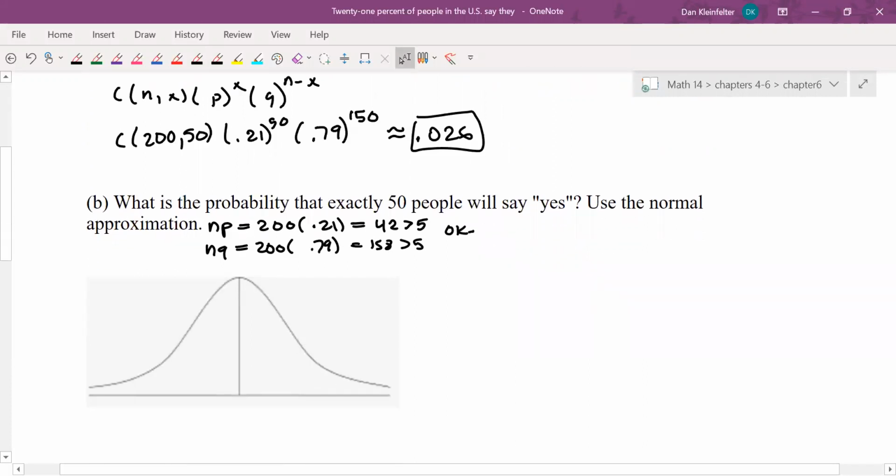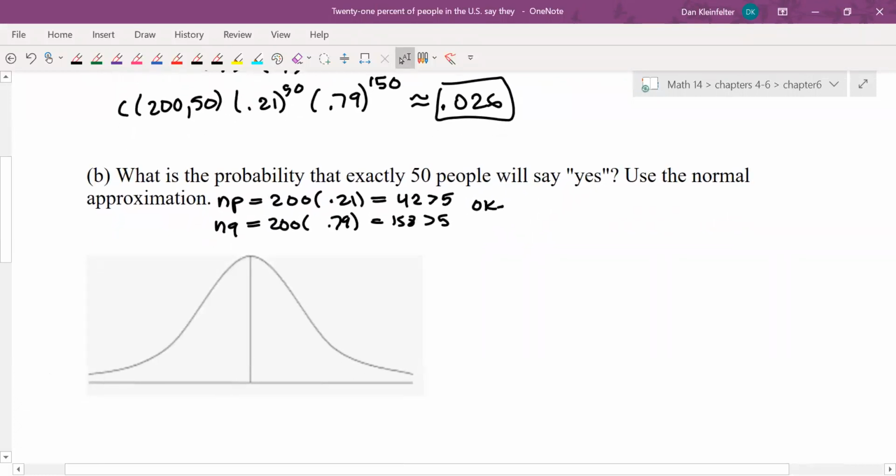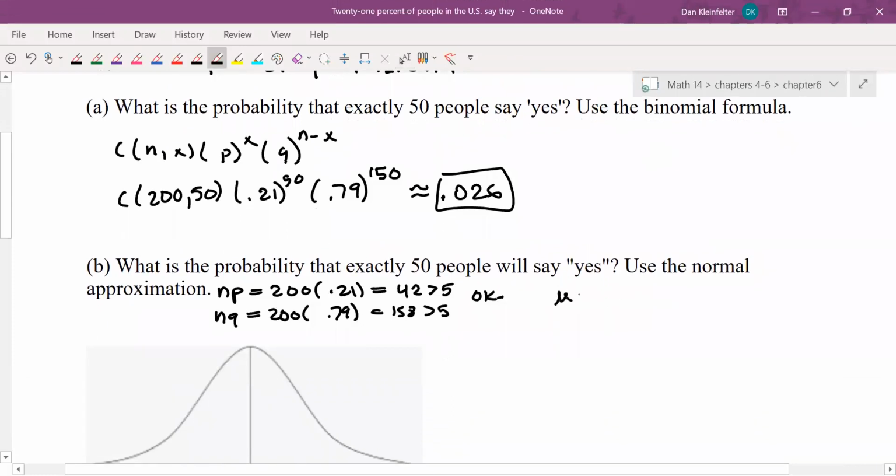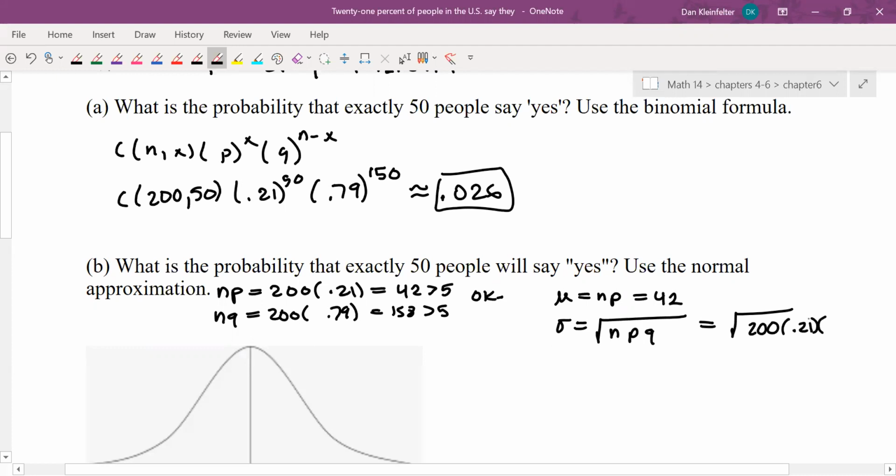All right, so now to actually get this done, we need the mean and standard deviation. So the mean is NP, which we calculated, that's 42. The standard deviation is the square root of NPQ. And so that is the square root of 200 times 0.21 times 0.79. And that works out to be 5.76.